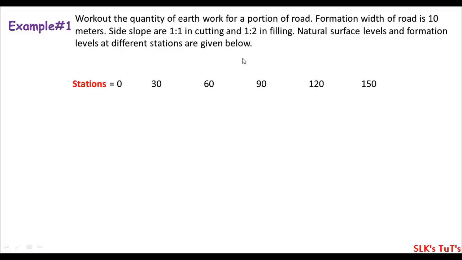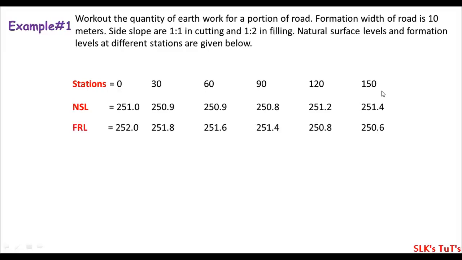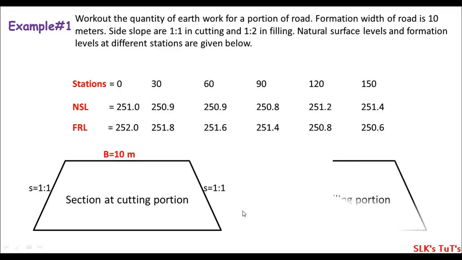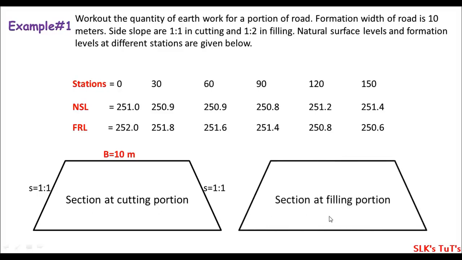Let's say stations 0, 30, 60, 90, 120 and 150. So the road portion is from 0 meter to 150 meter. And these are the NSL or natural surface level. And the formation levels are also given like these. And the sections in cutting and in filling are also given like this one. This section is cutting and this one represents the section at filling.